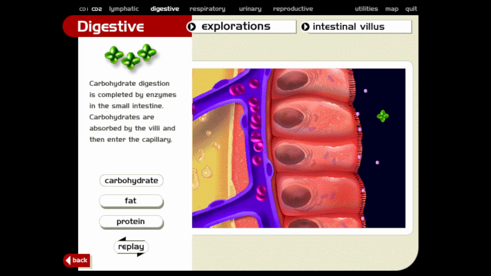Carbohydrate digestion is completed by enzymes in the small intestine. Carbohydrates are absorbed by the villi and then enter the capillary.